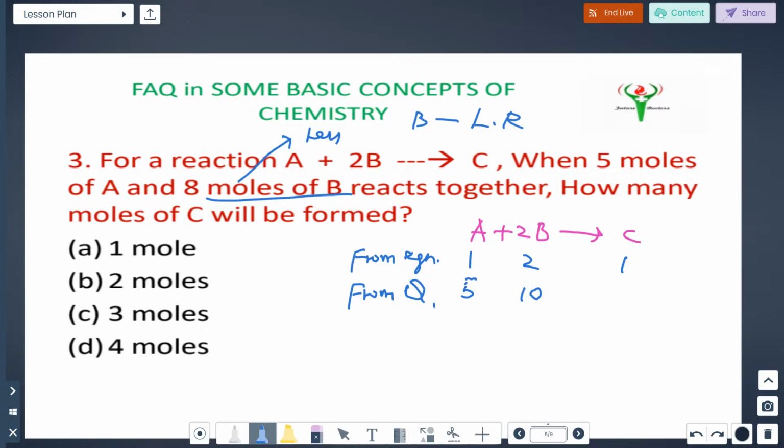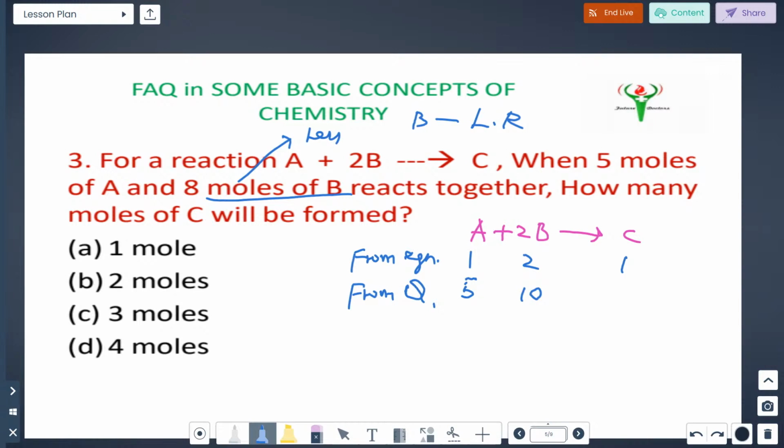Suppose here 12 moles were present, then comparing 12 moles and 8 moles, 8 would be the lesser. You just compare 10 and 8, this is somewhat less, so only then I am saying it's called the limiting reagent. Understood? From the limiting reagent only we can find out the product. See the question: how many moles of C will be formed? That's the question.